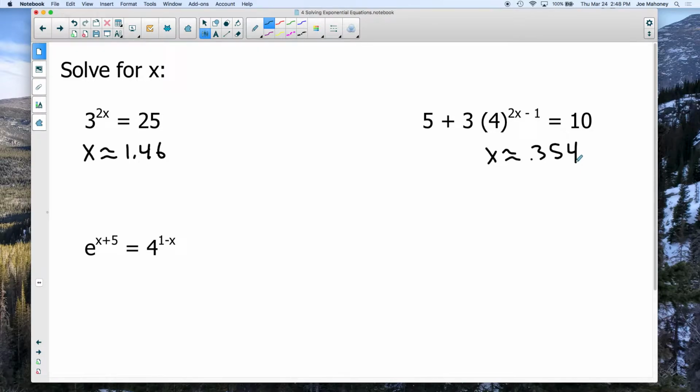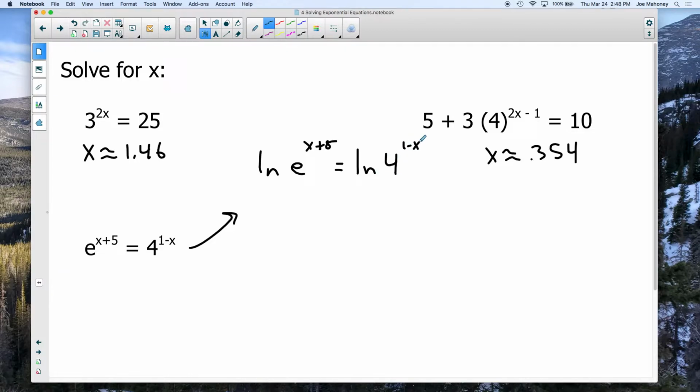There's an e, there's a 4. It's kind of crazy. So why don't we take the log of both sides, and because we're having the base e, I'll take the natural log of both sides. So what I'm going to get is the natural log of e to the x plus 5 is equal to the natural log of 4 to the 1 minus x power.